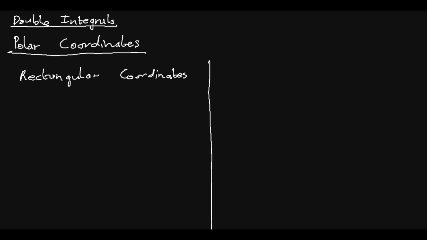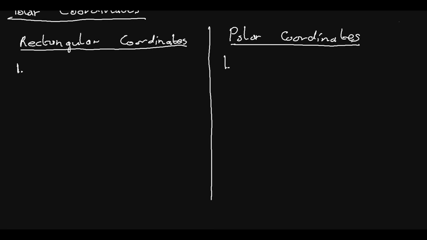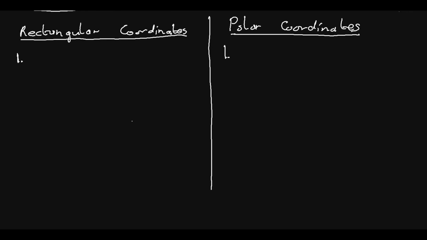right? Draw a line or separate. I will extend the line as we go down. Then I'll say this is polar coordinates. Okay, so the first thing that I want us to look at is number 1, how do you go to a point in polar coordinates and in rectangular form?